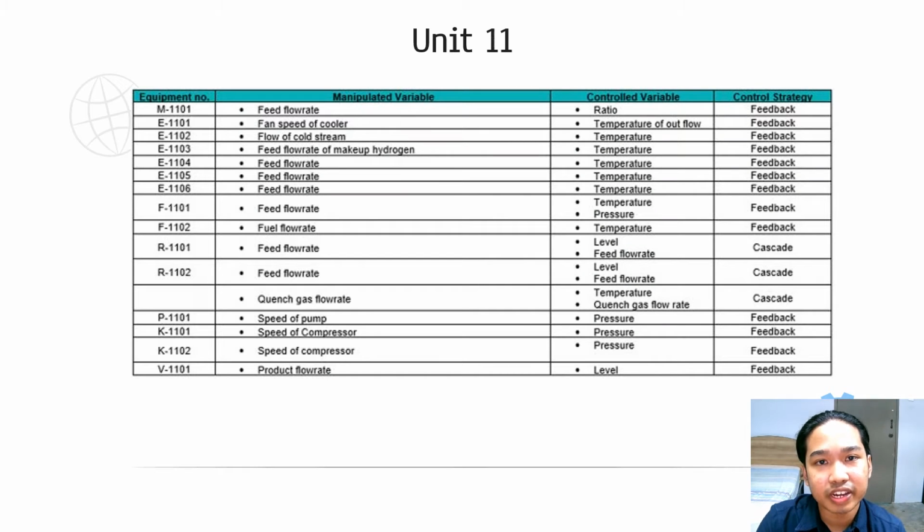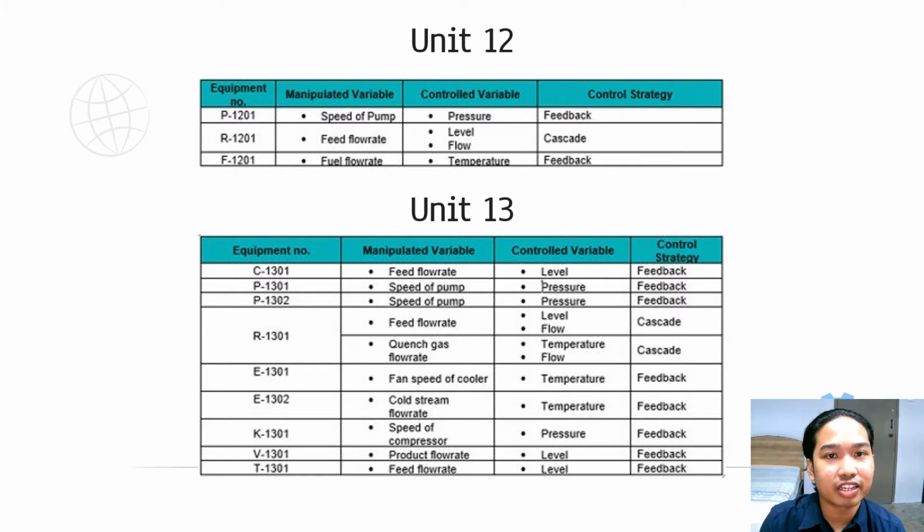The system is divided into three units, which are 11 for hydrocracking, 12 for catalytic dewaxing, and 13 for hydrofinishing. For each equipment, the manipulated variables and control variables are specified to determine the process variable and set the control system. For Unit 11, there are a total of 50 equipment to which the control system is applied. For Unit 12, or catalytic dewaxing, there are 3 equipment that are controlled, but for Unit 13, there are over 9 equipment that are controlled. That is all for the control strategy.